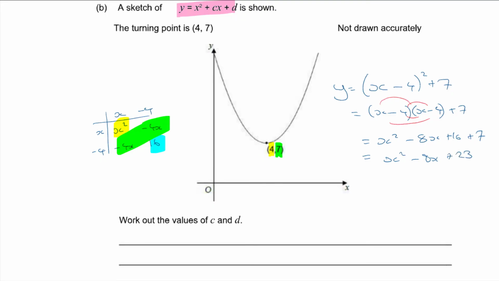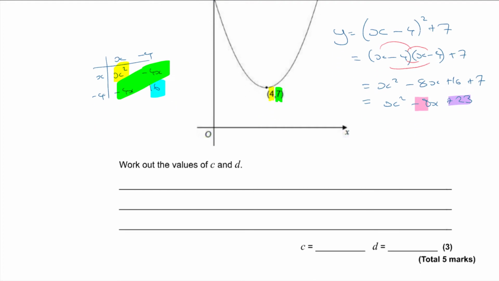So then what are the values of c and d? Well, c is the coefficient of x, which is minus 8, and d is the constant on the end, which is plus 23. So they're my values of c and d. So c is minus 8 and d is 23.